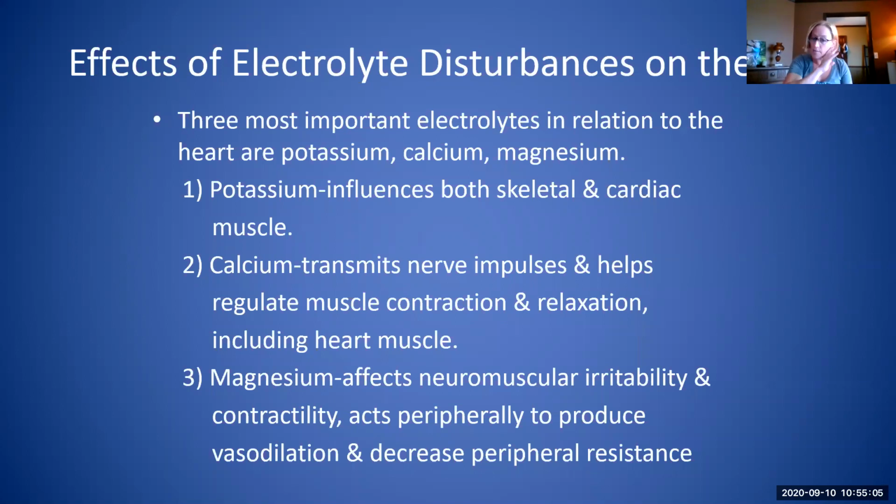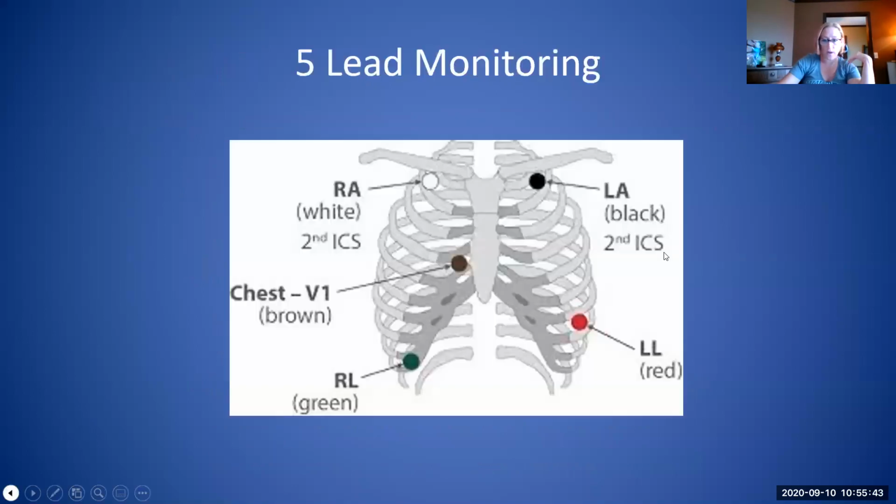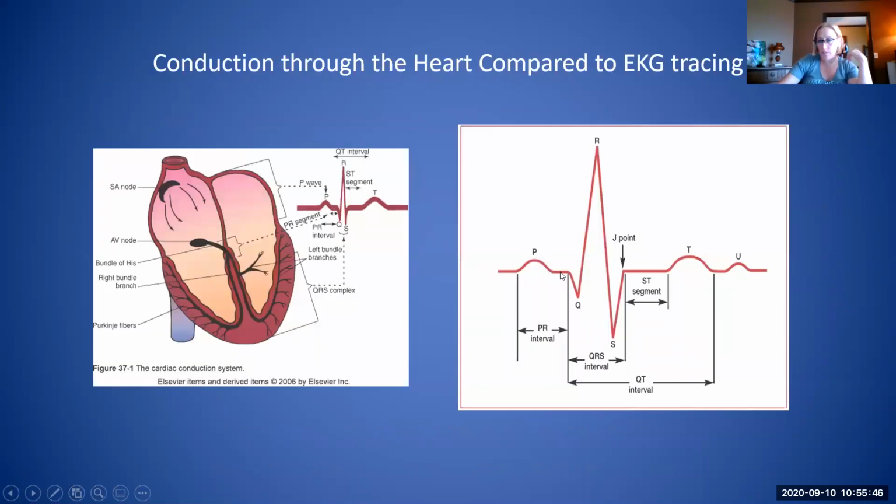Then we have magnesium, which affects the neuromuscular irritability and contractility, and acts peripherally to produce vasodilation and decrease peripheral resistance. With your magnesium, low can cause prolonged QT intervals as well. It can also cause a decreased ST segment. And we know our ST segment is what we look at when we're looking at MIs. When you have that ST elevated MI, it's that ST segment that is high. It's not isoelectric, which I forgot to mention. Let me go back to my EKG wave. So your ST segment here should always be isoelectric.